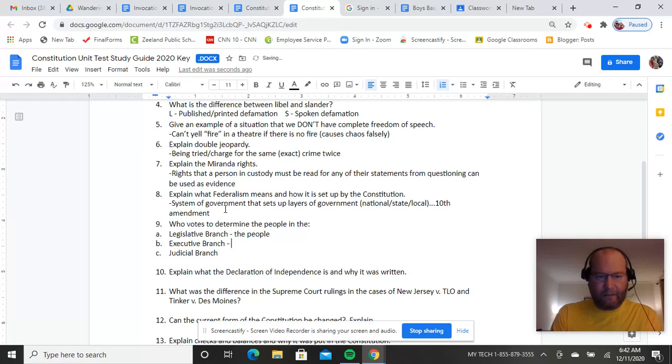The executive branch, which would be the president, who votes for the president? Careful here. Is it truly the people? I got to vote in the election, but who was I actually voting for? Remember, we had 50 different elections in that electoral college system. I was actually voting in the state of Michigan for the electors, and those are the people that vote. So we're going to say the electors, who I vote for, but I don't directly vote for the president and the vice president. The electors do.